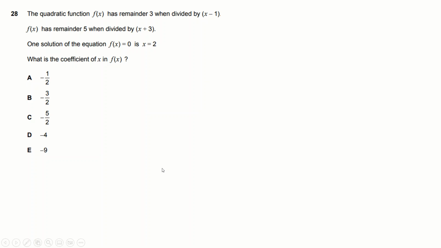Good. Question number 28. So quadratic function, this has remainder at this. So it's quadratic, so it looks a bit like this. That's the function. Now, I don't know how many people will have seen remainder theorem. I can never remember whether it's actually in A-level maths or not. Certainly not in year 12, I don't think. But factor theorem you will have seen.